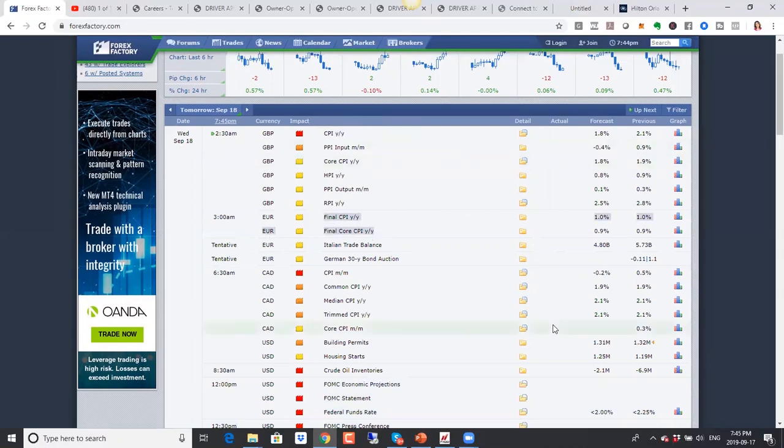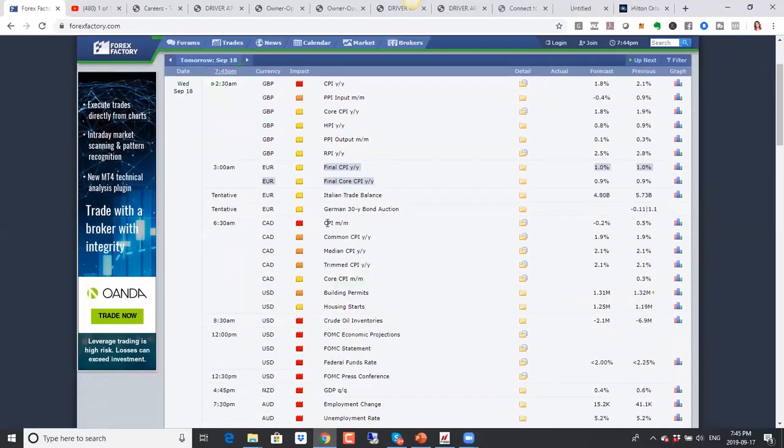So these CPI numbers are important because these are one of the numbers that the central banks will track, and they base their monetary policy partly considering these numbers. So these are important numbers to keep in mind. We also have CPI numbers for Canada here. So again, if the CPI numbers are below expectations, we generally see the currencies drop as a result of that.